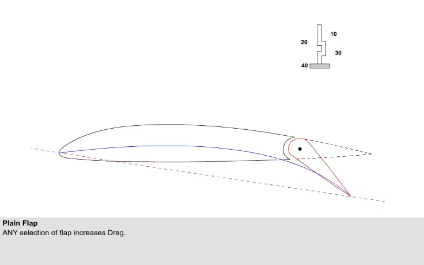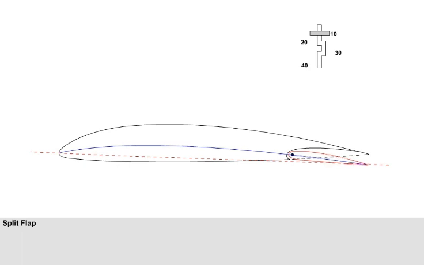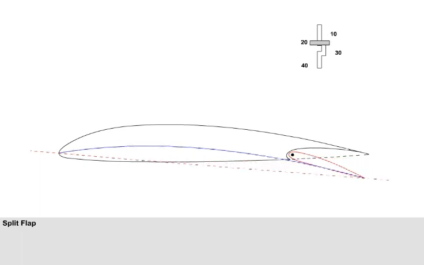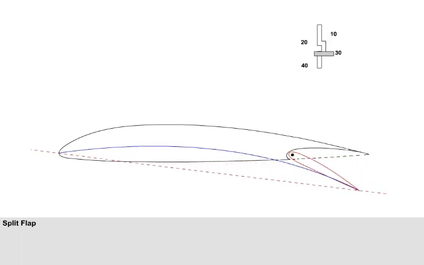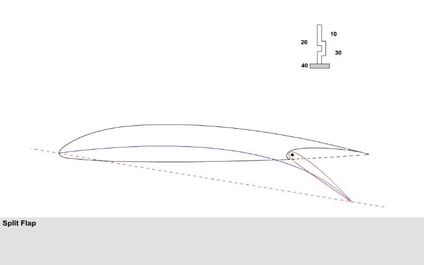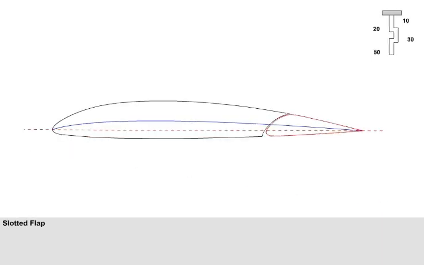Selecting flap angles of 20, 30 or 40 degrees will continue to increase CLmax, but also give a significant increase in drag. So the larger angles are usually used for the approach to landing, when the extra drag is an advantage. The next type of trailing edge flap we'll consider is the split flap. The difference from the plain flap is that the split flap only moves the lower surface of the trailing edge.